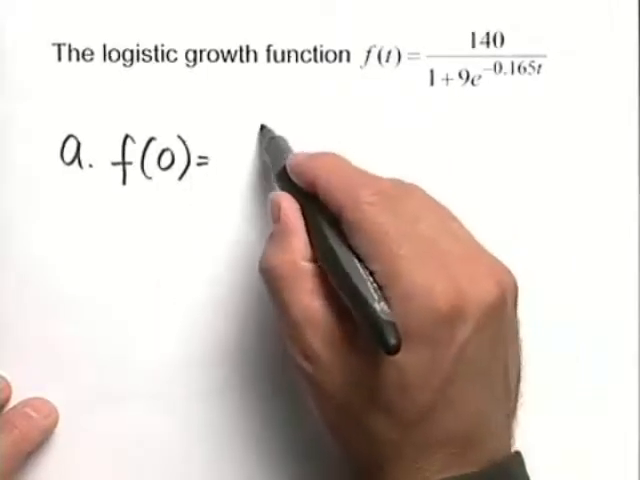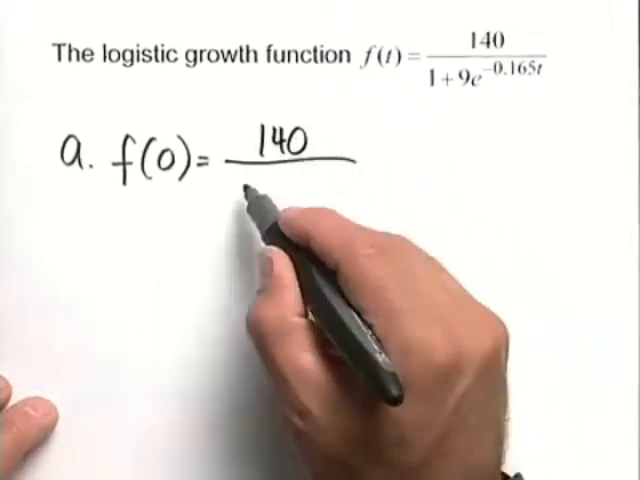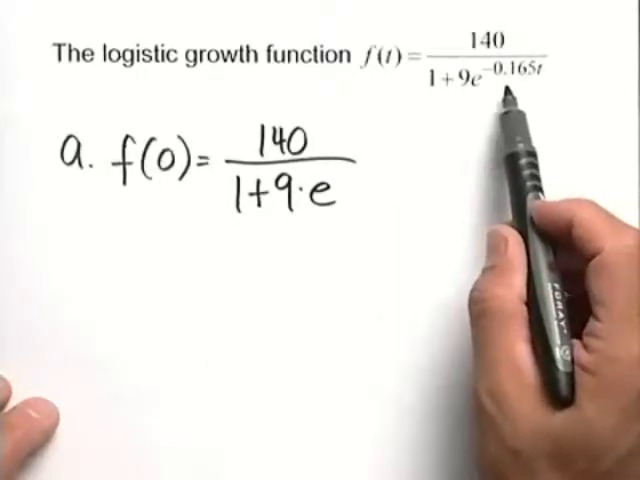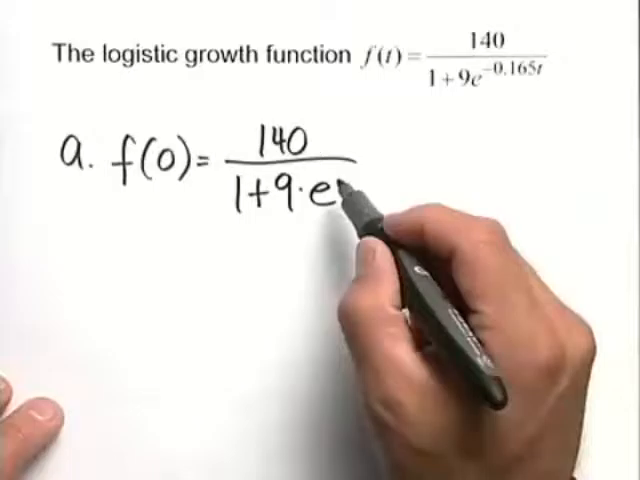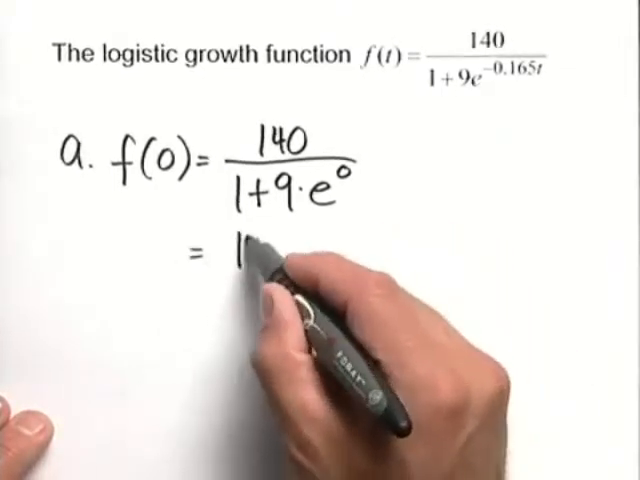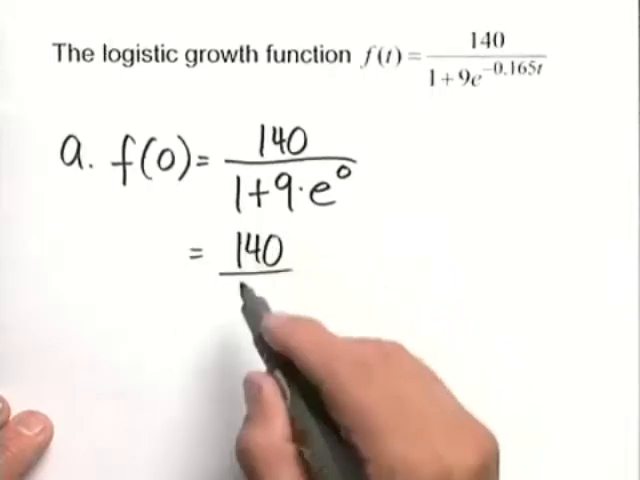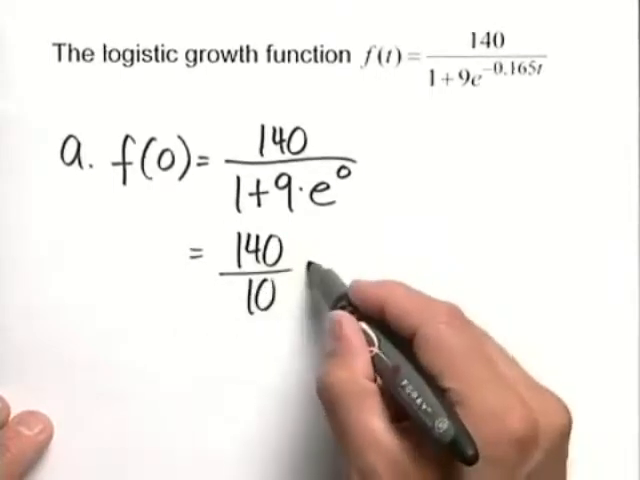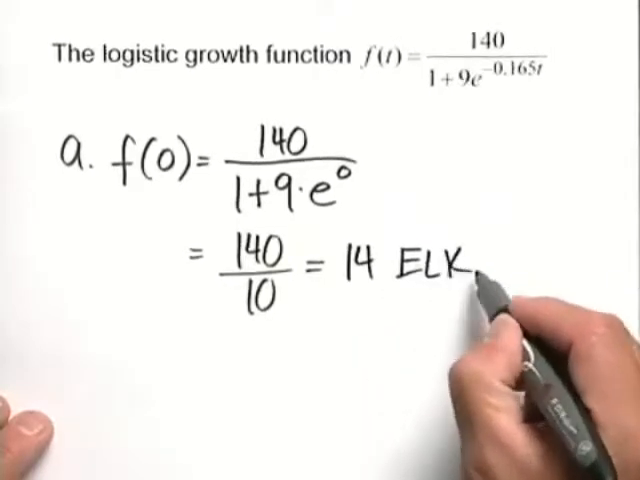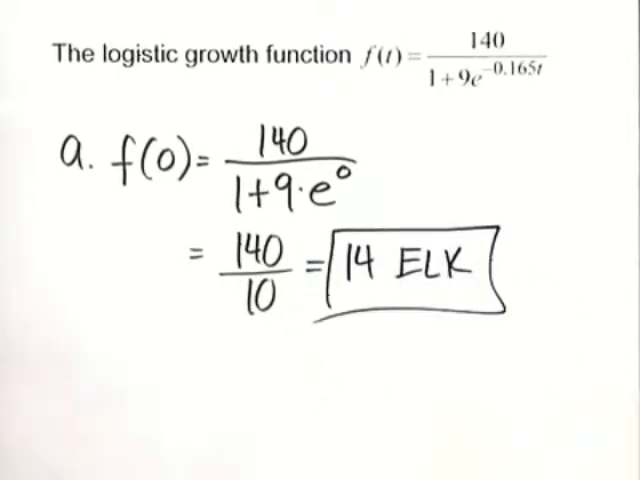So if we plug that in there, we have 140 all over 1 plus 9 times e to the negative 0.165 times 0, which is going to be simply e to the 0, since we're replacing t with 0 in this problem. We know anything to the 0th power is 1, so we can write this as 140 all over 1 plus 9, or 10. So we know that our initial population, when we started out, was 14 elk.